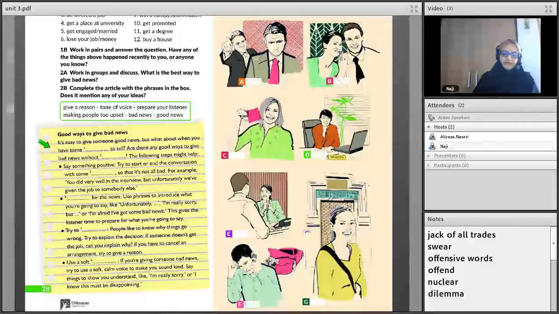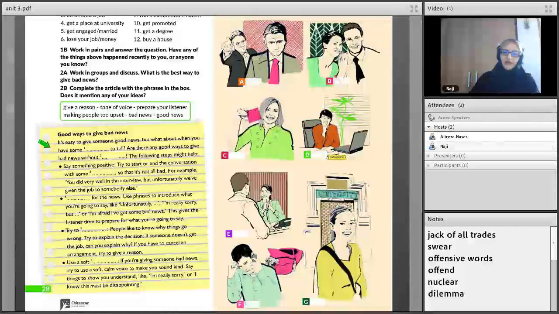Okay, now do you agree or disagree with these steps? Different people have different ideas. I myself disagree with the idea of preparing the listener. Anyway, it depends on your own attitude and outlook about this.